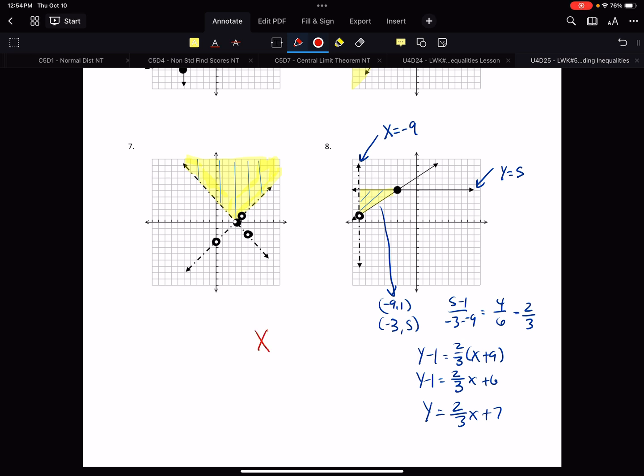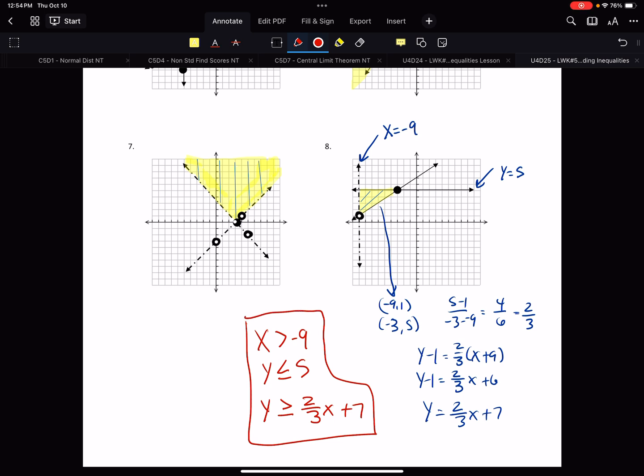I got a dotted line for x, and I'm shaded to the right, so x is greater than -9. I'm below the y line, and it's solid, so y is less than or equal to 5. I'm above the y equals 2/3 x plus 7 line. I have a solid line, so y is greater than or equal to 2/3 x plus 7. That is the system we have there.